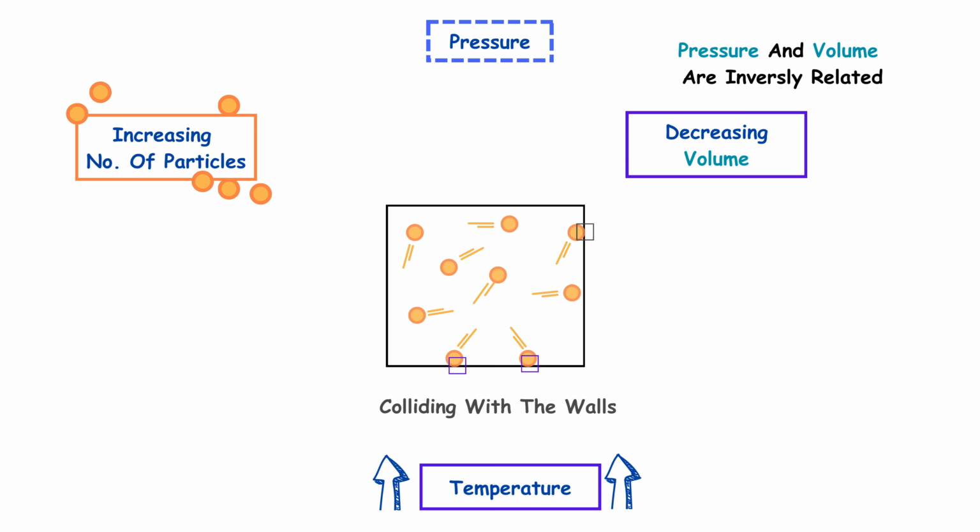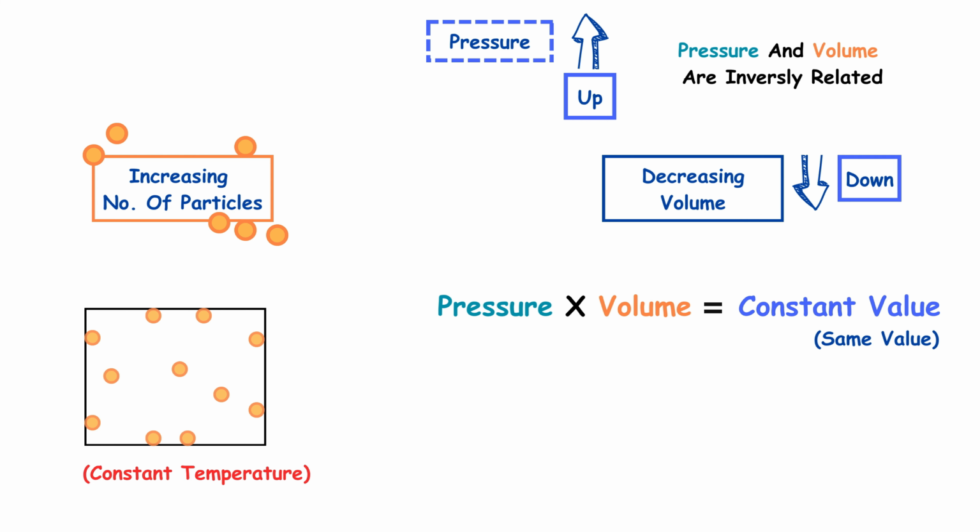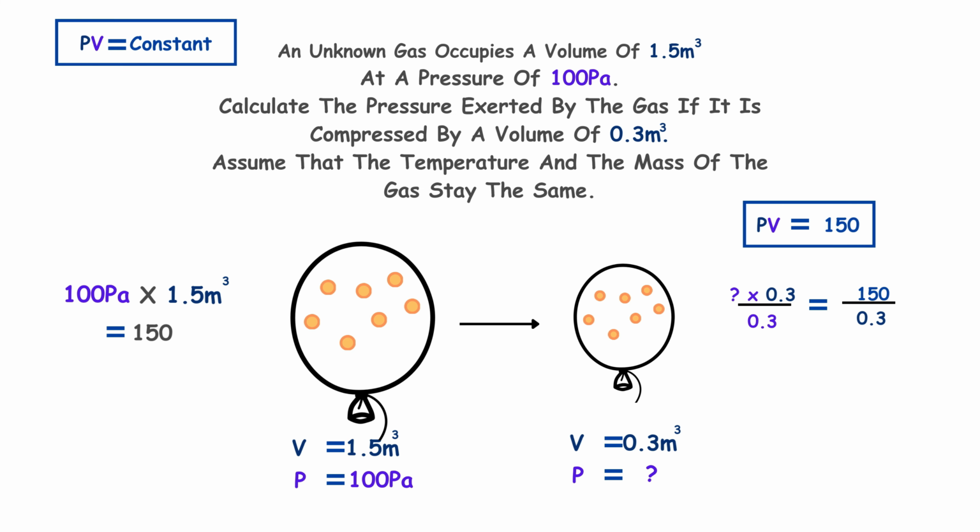This last point brings us to an important relationship: pressure and volume are inversely proportional to each other. In simple terms, as the pressure increases, the volume decreases, and vice versa. This means that for a fixed amount of gas at a constant temperature, the value of pressure multiplied by volume always remains the same, and this forms the basis of the equation pressure multiplied by volume is equal to a constant. Let us consider a practical example to apply this relationship.